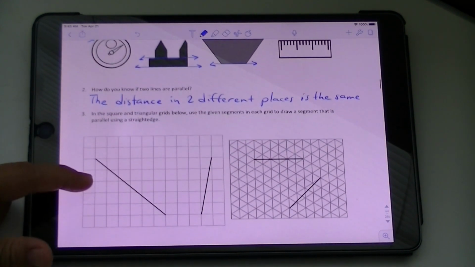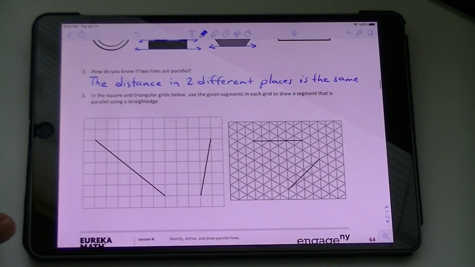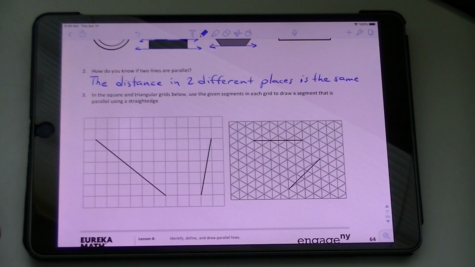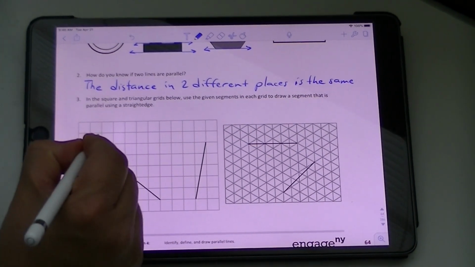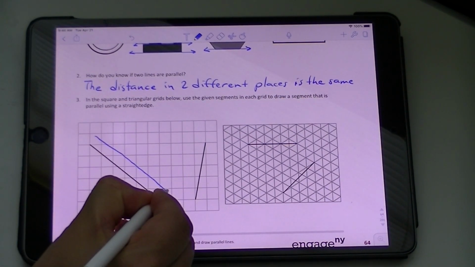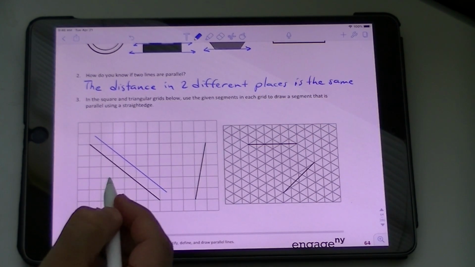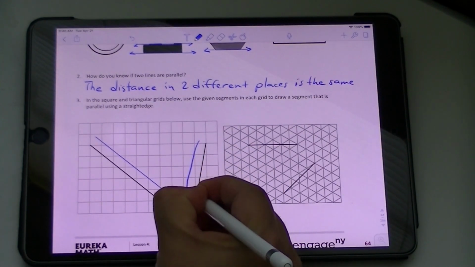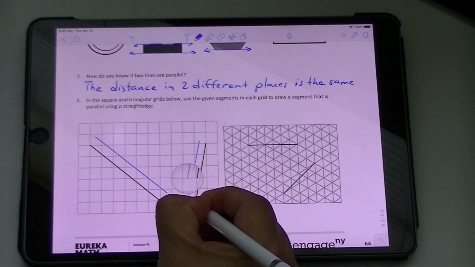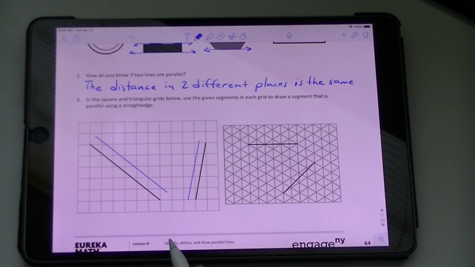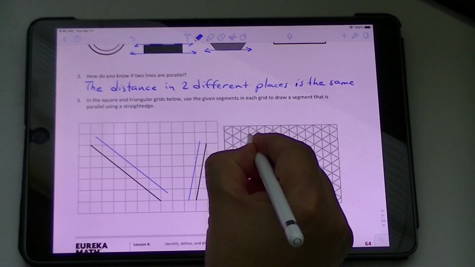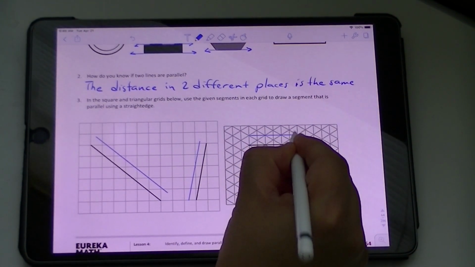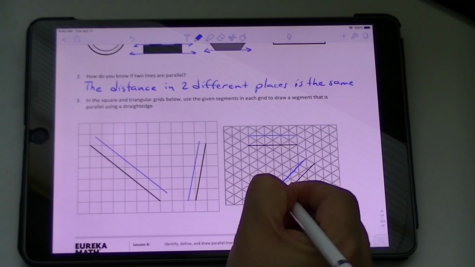Now, number 3. In the square and triangular grids below, use the given segments in each grid to draw a segment that is parallel using a straightedge. So what you're going to do is you need to make a line that goes this way, and it remains at the same distance measured that way, and another line that goes this way. Okay? And here you need to do the same. A line that goes that way, and another line that goes that way.